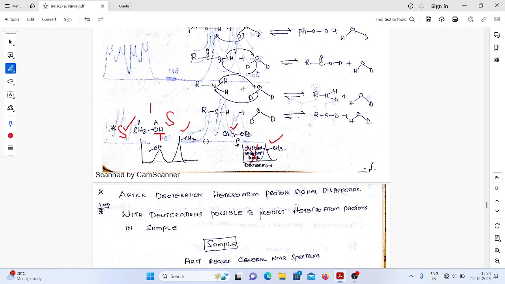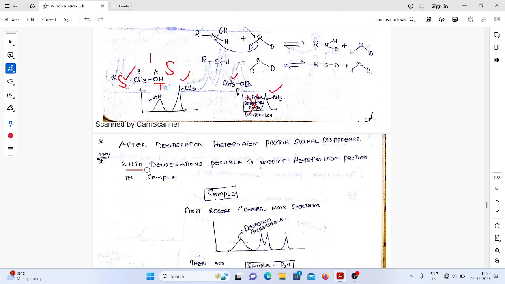Then what is the use? The use is, with deuteration it is possible to predict the heteroatom protons in the sample. Suppose, assume that you have one unknown compound. In that unknown compound, you want to check whether a heteroatom proton is present or not. It means whether an OH group, NH group, or COOH group is present in your unknown compound or not. If you want to identify, then we need to go for deuteration.